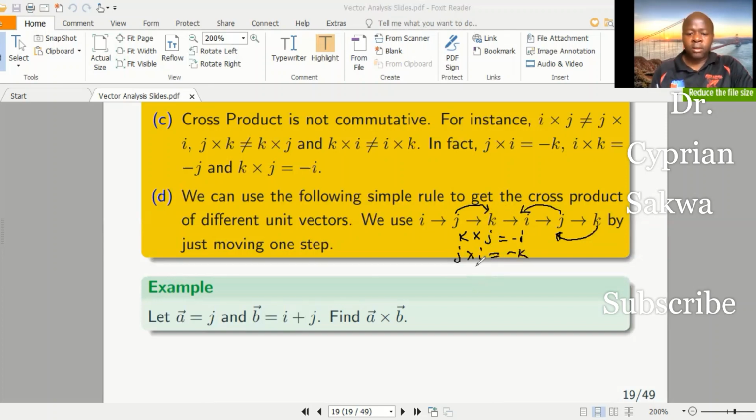What about I cross K? I cross K, and again, the opposite direction. This is I going to K. So the solution will be negative J. That is the solution. So it makes our work easier on how to find those products. So let's look at the examples.